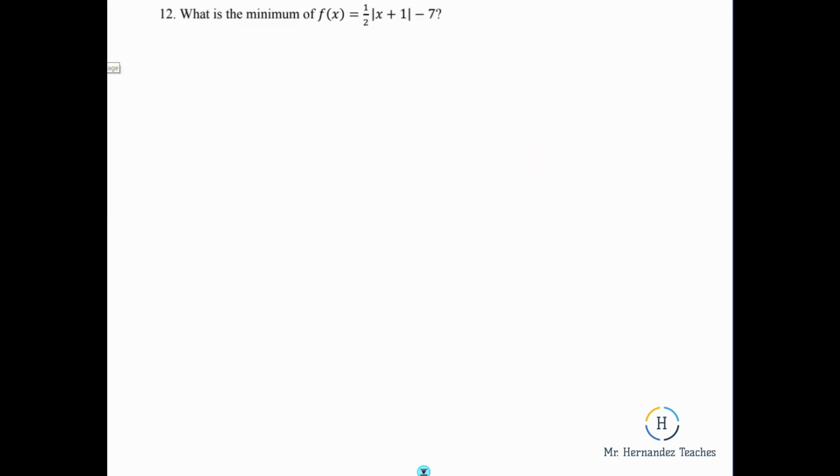All right, a few more left. What is the minimum of f of x? So the minimum. The best way to do this is think about, okay, this is the vertex, this is positive. So my vertex is (-1, -7). If I were to draw a graph, it would be 1 to the left and 7 down. And then the 1/2 means it's opening up. So it's doing something like that. So this is going to be my lowest point, my minimum. Well, the minimum value is that y value, and that's going to be -7. You don't need to give me the coordinate, just the -7.